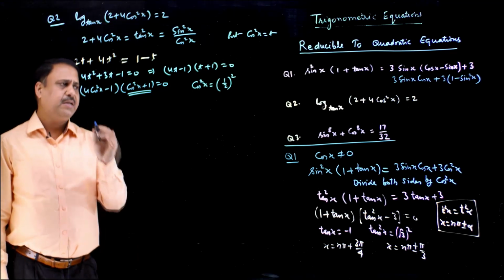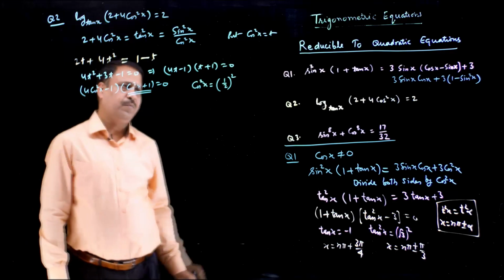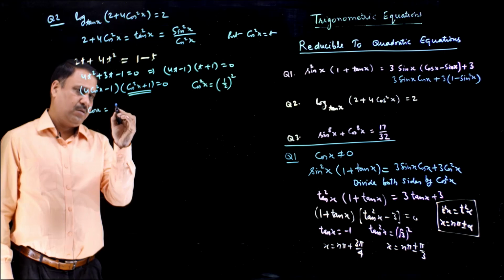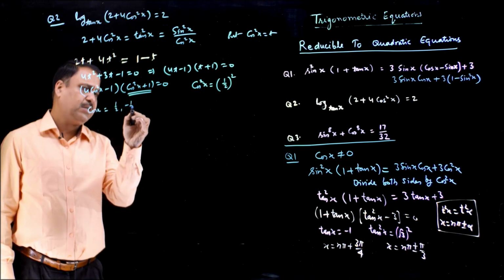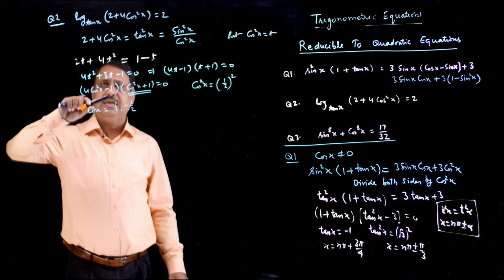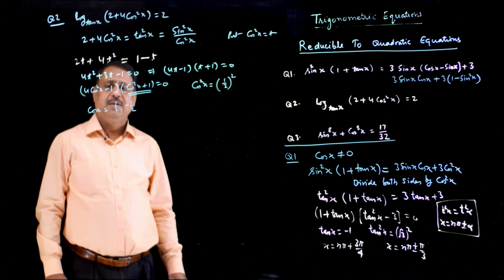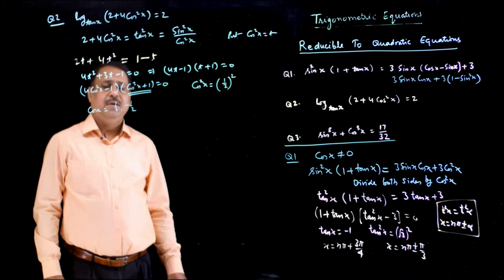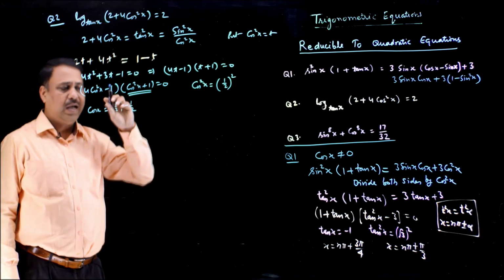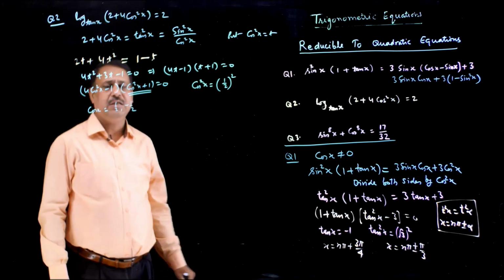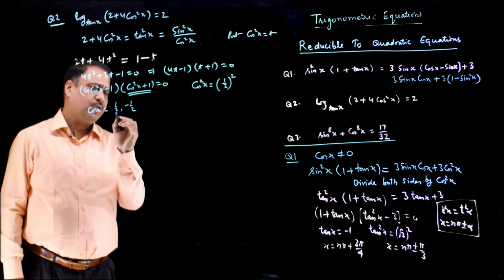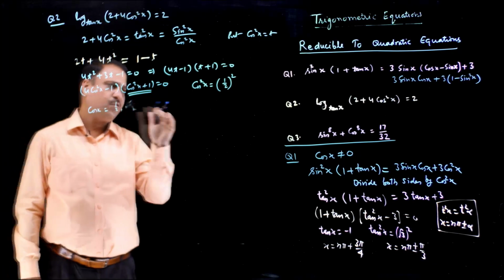So from here I will get cos x is equal to 1 upon 2 or minus 1 upon 2. Here is the problem. Cos x is 1 upon 2, in that case tan x can be negative, and cos x is minus 1 upon 2, in that case also tan x can be positive. So I have to find the exact solutions of these equations. In one case cos x is half, and in the other cos x is minus half.